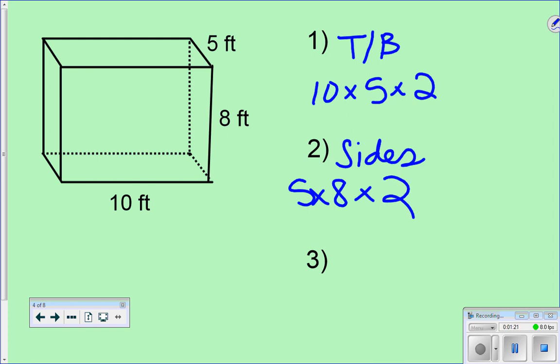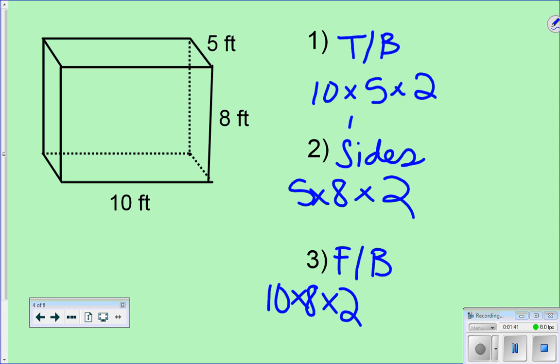And then what am I missing? The front and the back. If I did the top and the bottom, now we got to do the front and the back. What are my dimensions of my front and my back here? 10 and 8. So 10 times 8, multiply by 2 again. Yep. And then I'm going to multiply those together. And then what am I going to do with these? I'm going to add them.